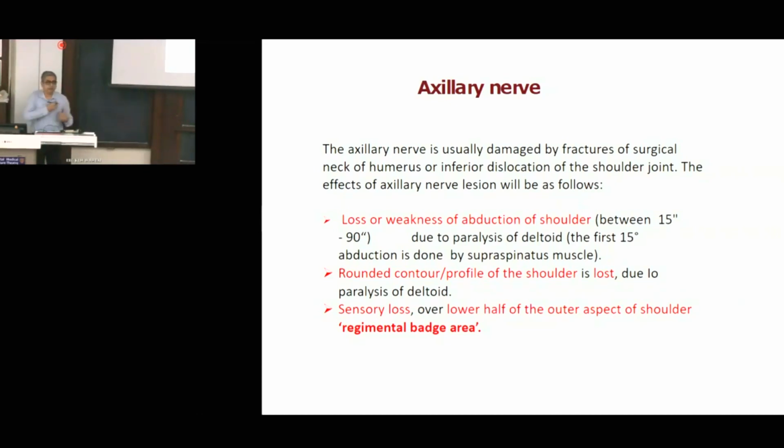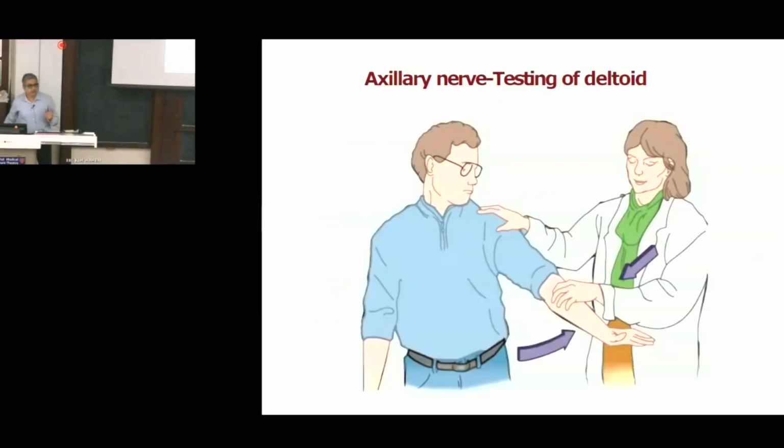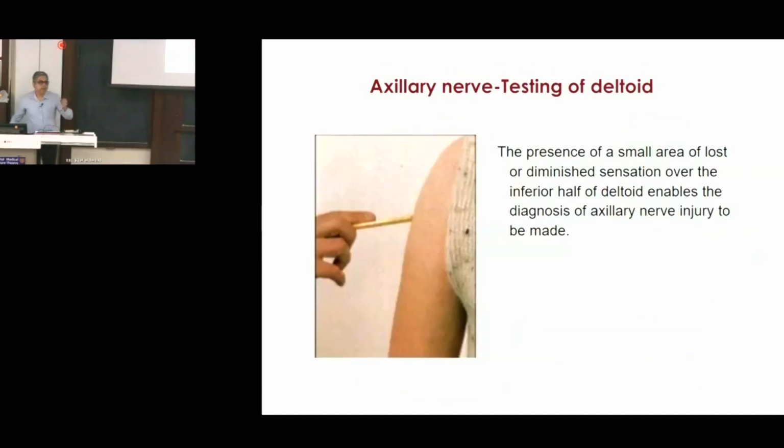Besides that, you can test the badge area. There is a loss of sensation in the upper part. Either there will be paralysis of the deltoid, or loss of sensation in the upper part. This is how you apply: hold the hand, apply the pressure with the other hand, and ask to do the abduction. Then you can test by touching the lower half of the deltoid.